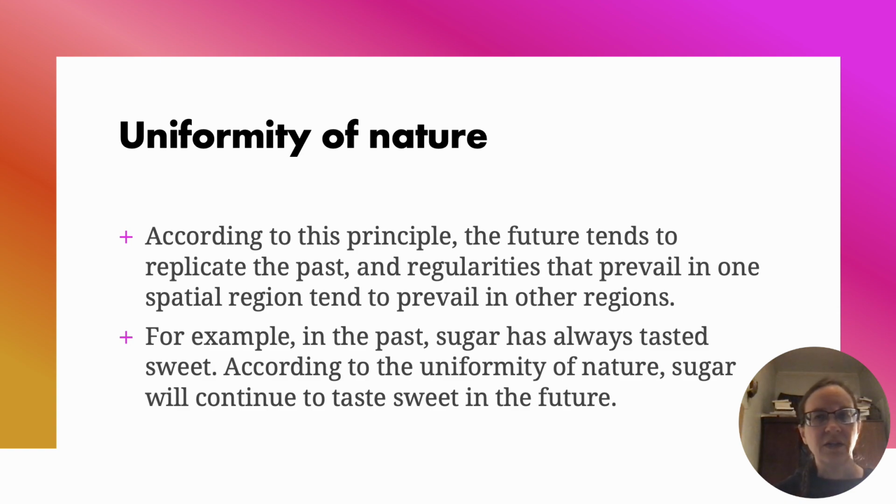Okay, so there are some ways that you can evaluate an inductive argument for weakness or strongness, and one is uniformity of nature. We can use this principle when we're looking at an argument. We can say, okay, the future tends to replicate the past. Regularities that prevail in one spatial region prevail in another. So this is one way that we can say, well, this is a pretty decent argument. It's likely that the conclusion is going to follow.